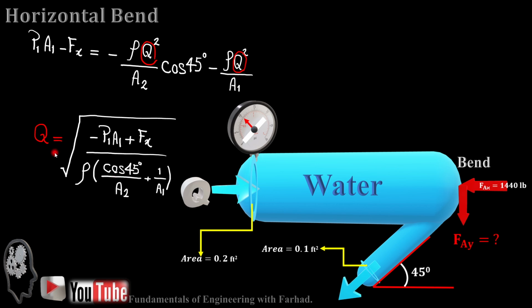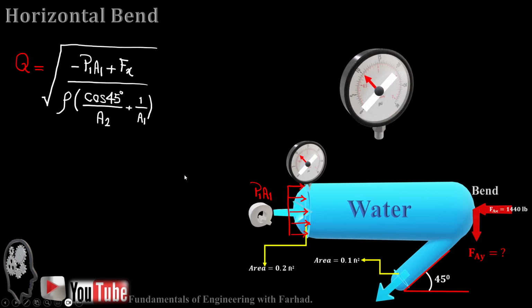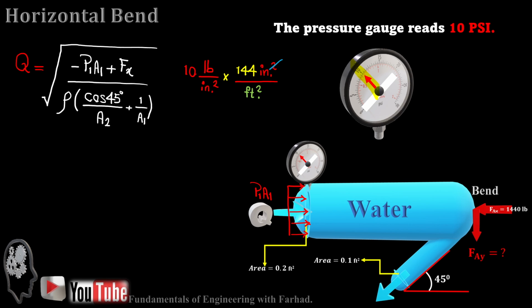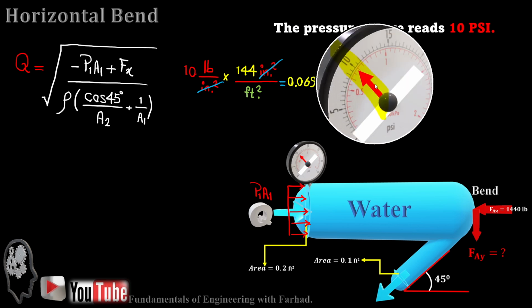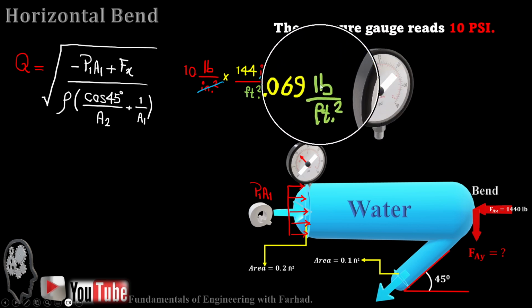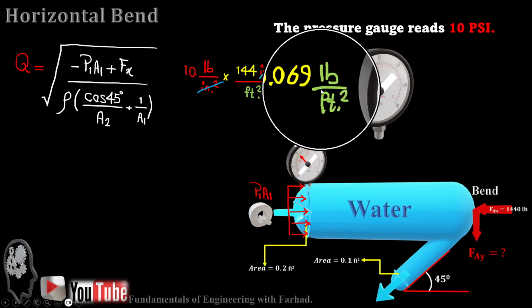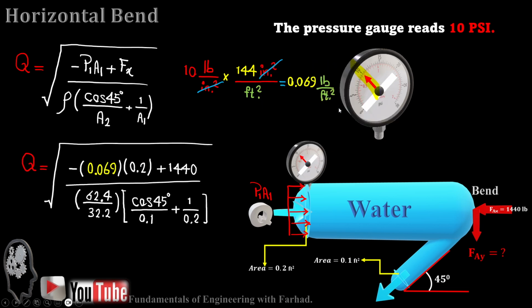We have a parametric formula for discharge, which is Q equal to a square root of the rearranged terms. Looking at the pressure gauge, which shows 10 psi, because everything is in feet squared, we need to convert 10 pounds per square inch to pounds per square foot. Then the pressure gauge reads 10 psi. Then replace the numeric values, and our P1 A1 comes here.